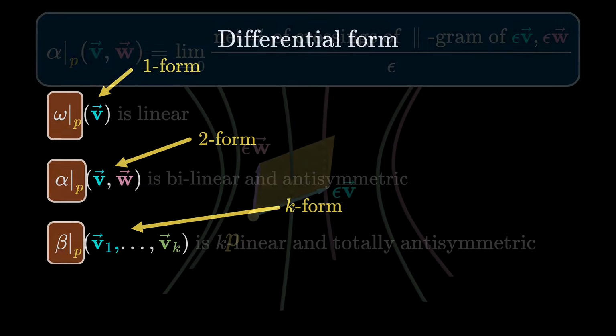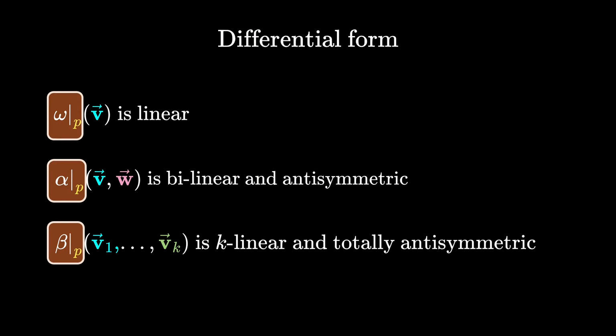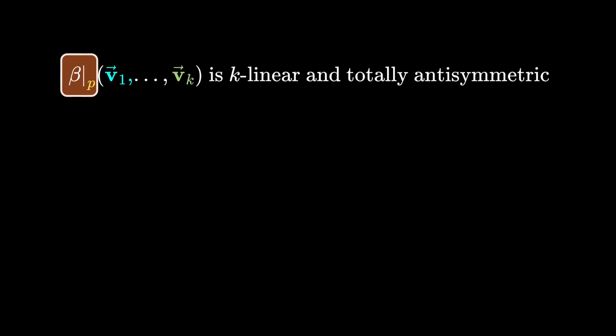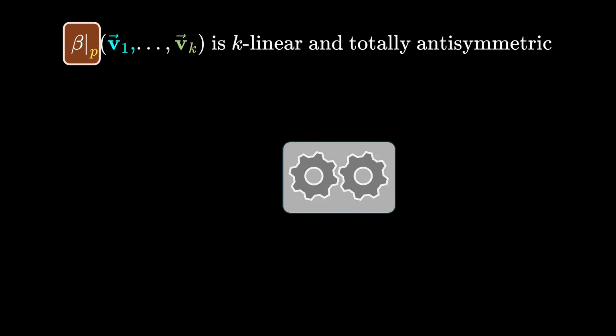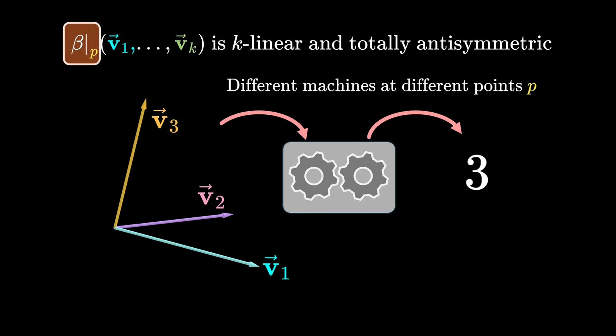Even though we have arrived here using these pictures, which aren't really that rigorous, this definition, where a differential form is a collection of functions that are k-linear and totally antisymmetric, is rigorous, and is how it's usually defined. In this sense, a differential form is a machine at every point, taking in some amount of vectors and spitting out a number. Just note that at different points we need different machines.